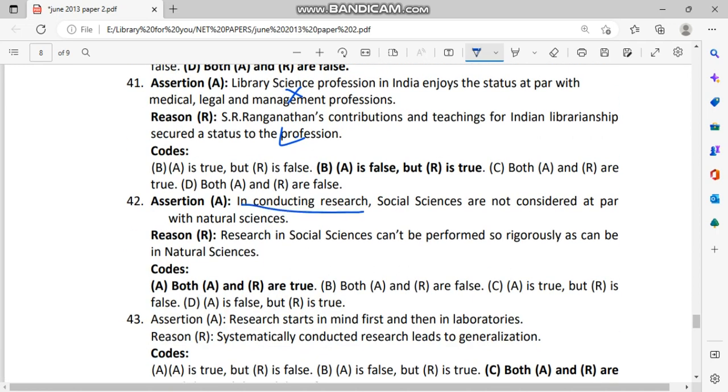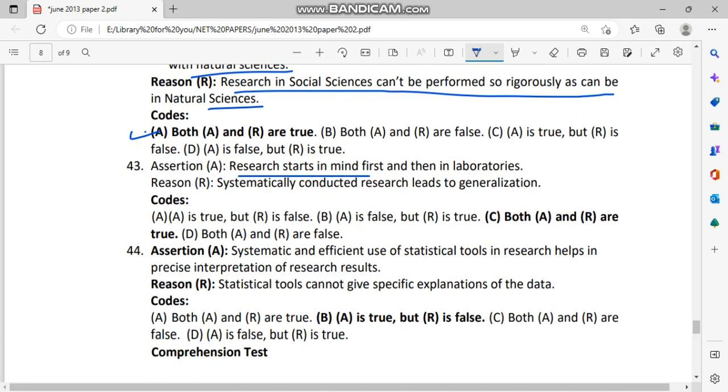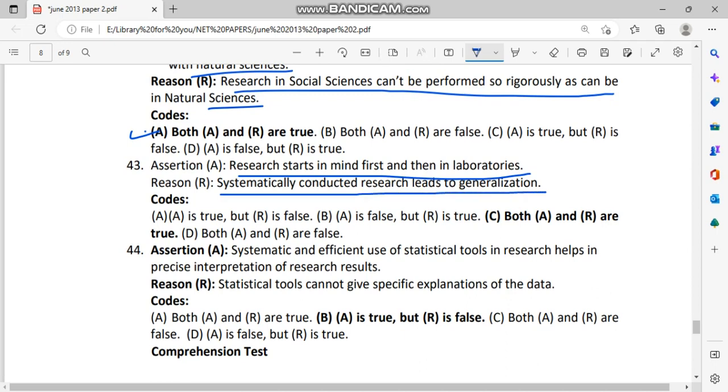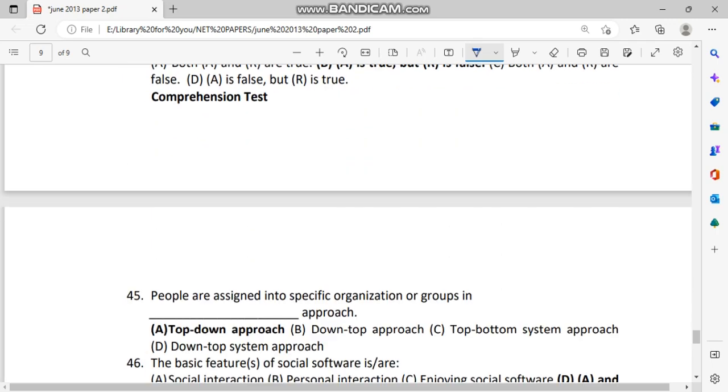Assertion: In conducting research, social sciences are not considered at par with the natural sciences. Reason: Research in social sciences can't be performed so rigorously as can be in natural sciences. Both are true. Assertion: Research starts in mind first and then in a laboratory. Reason: Systematically conducted research leads to generalization. Both are true. Assertion: Systematic and efficient use of statistical tools in research helps in precise interpretation of research results. Reason: Statistical tools cannot give specific explanation of the data. A is true, but R is false.